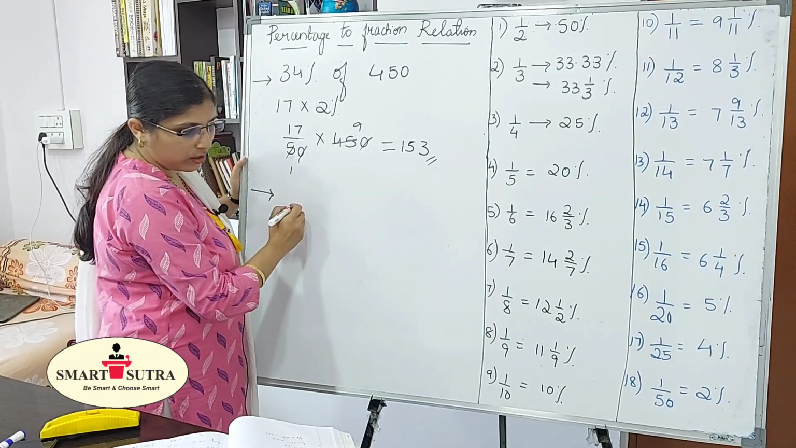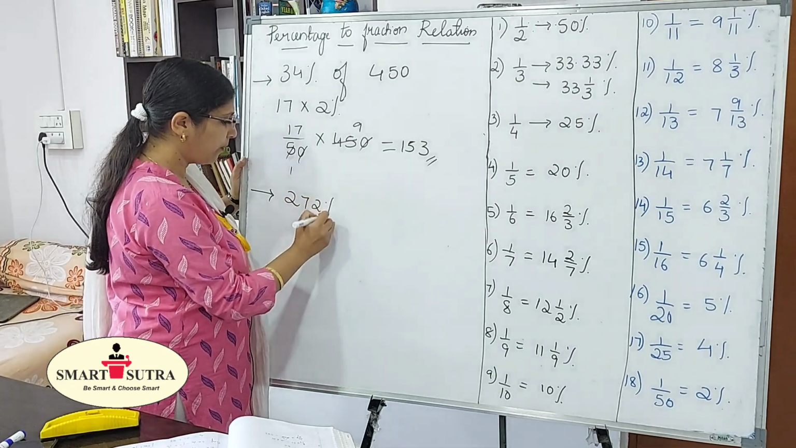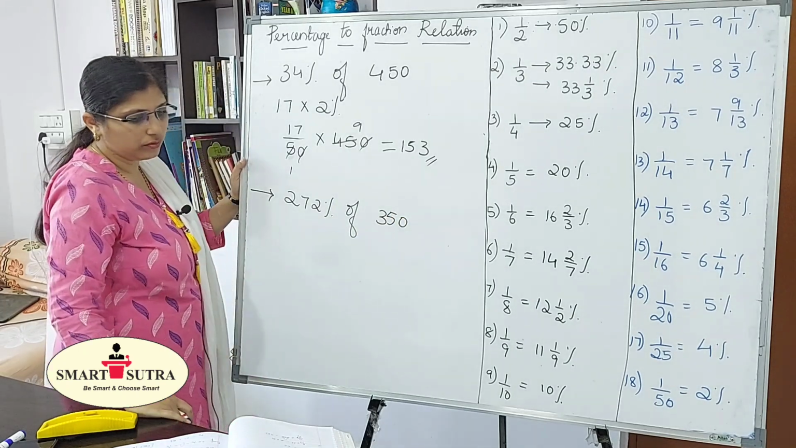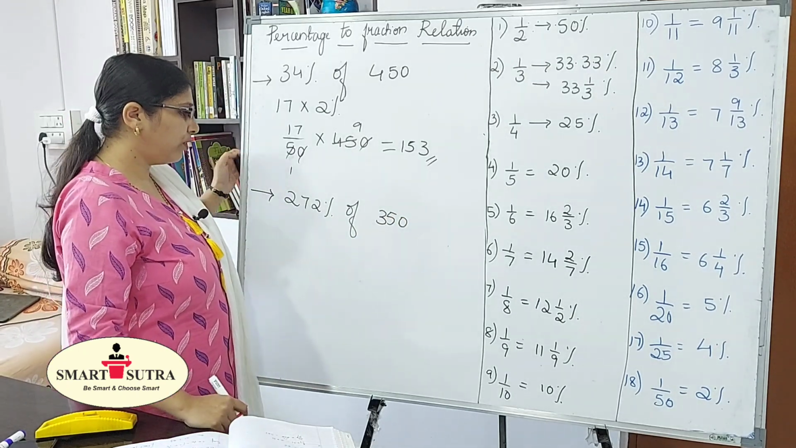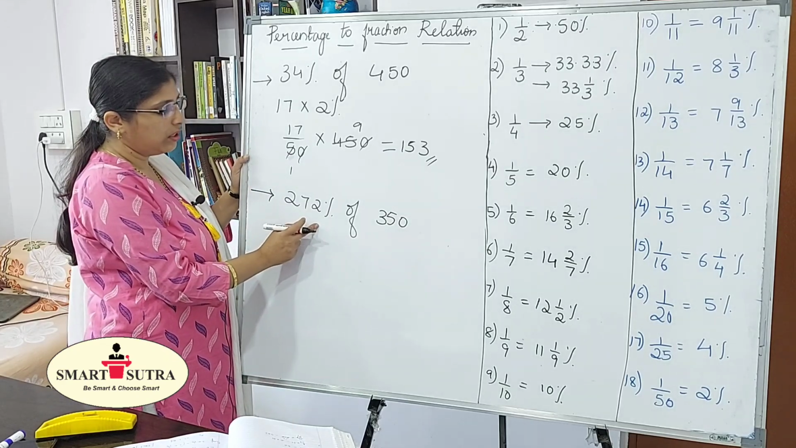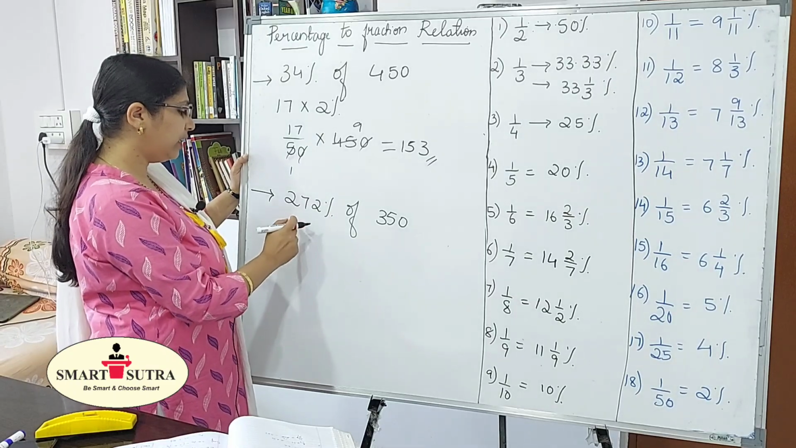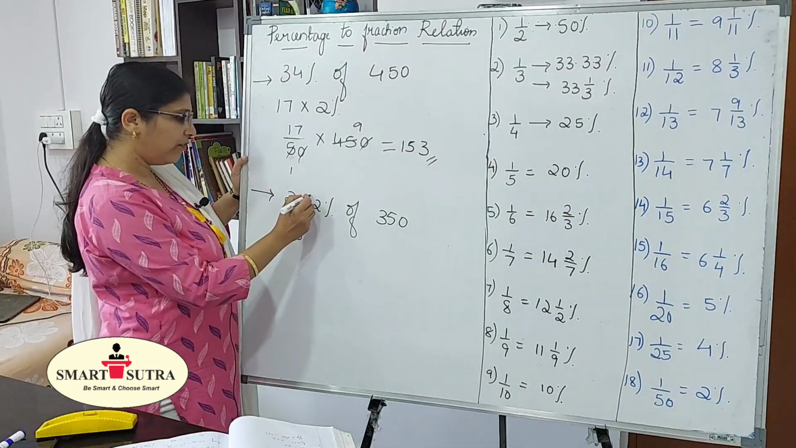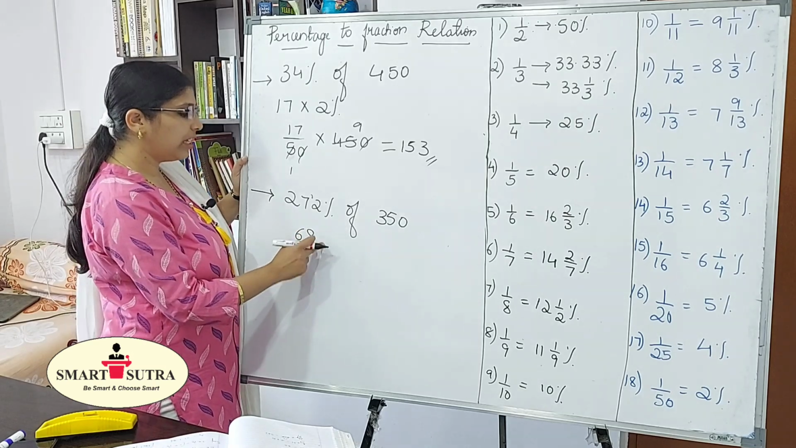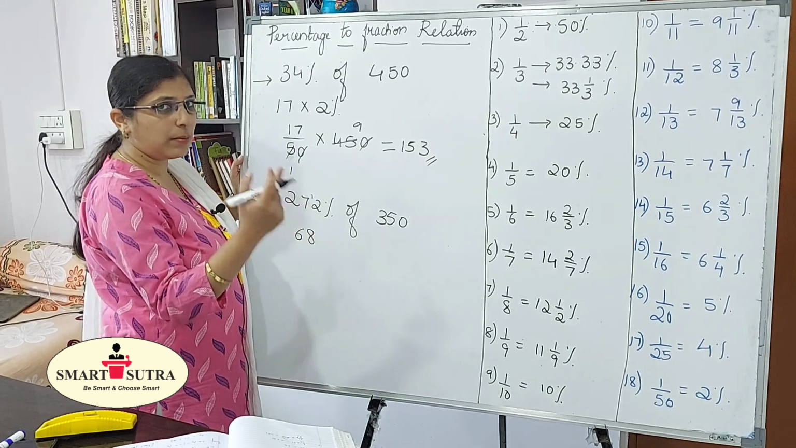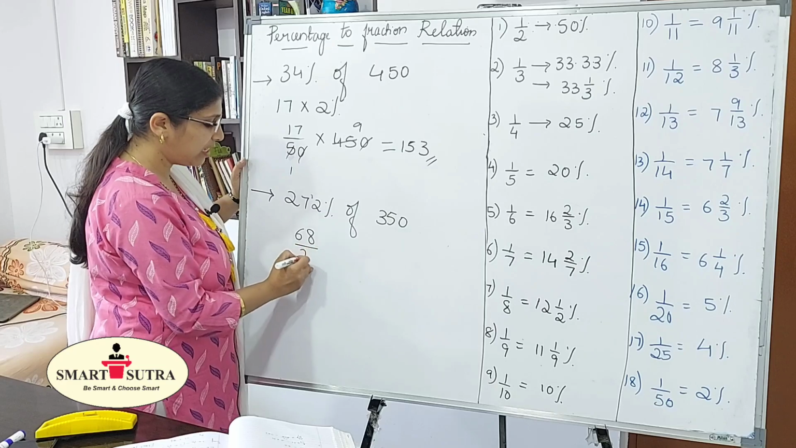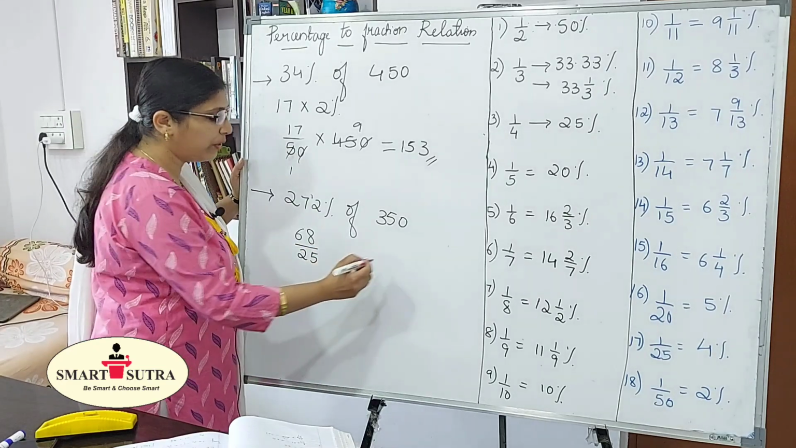Next, 272% of 350. Then again you can think of the multiple of this. The multiple will be 4% you can take. So it is 4 6s are 24, 3 will remain, 4 8s are 32. Yes, 68 times, isn't it? So 68 times of 4%. 4% is nothing but 1 by 25. So it will get multiplied, 68 into 1 by 25.